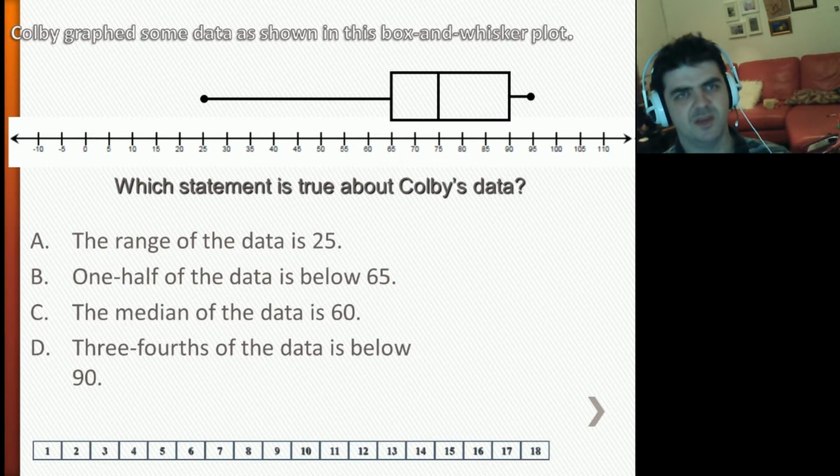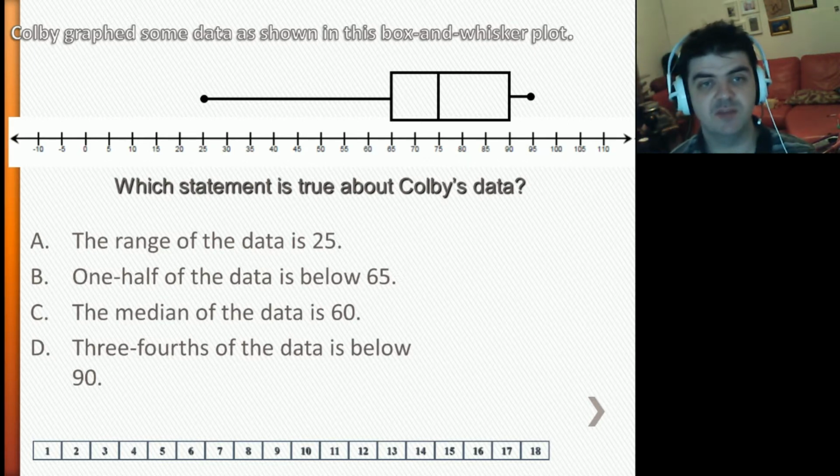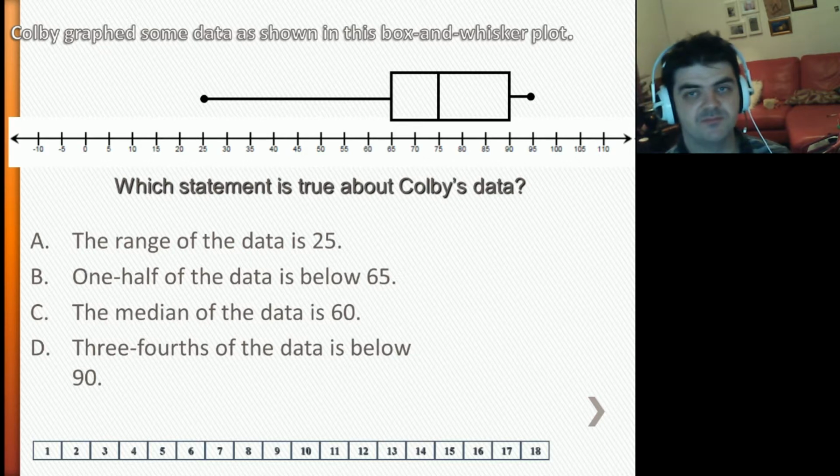Let's ask some questions of ourselves. Colby graphed some data, shown in the box and whisker plot below. Which statement is true about Colby's data? The first one is the range of the data is 25. Well, is that true? The upper value is 95 and the lower value is 25, so the difference between those two values is 95 minus 25, which is 70. So that is not true.